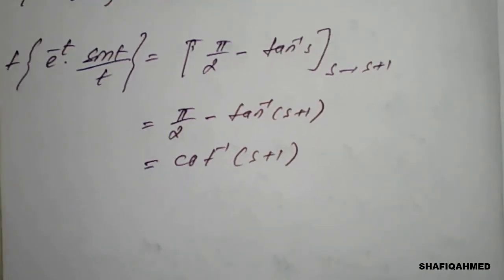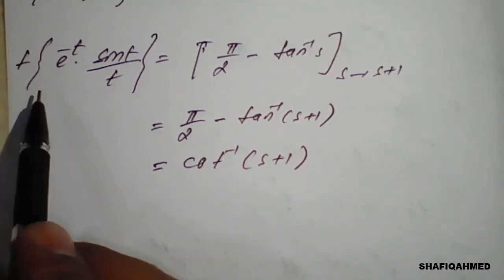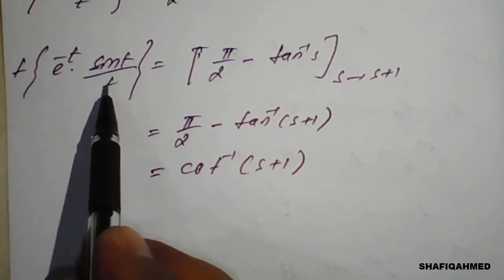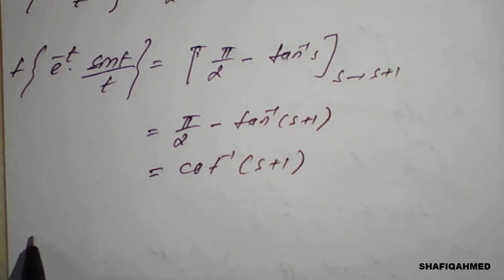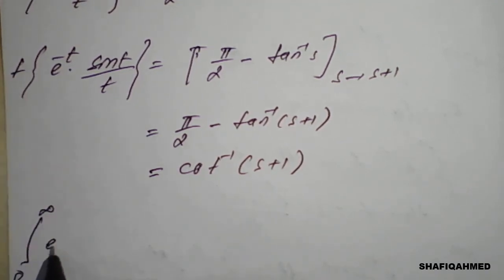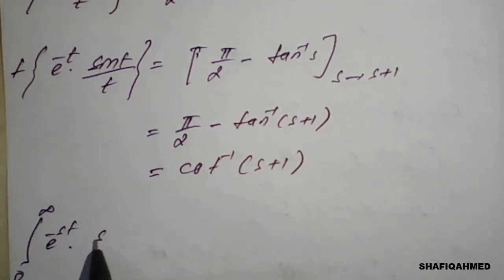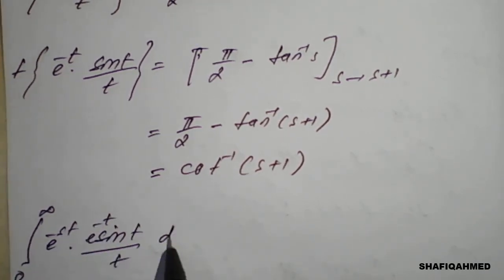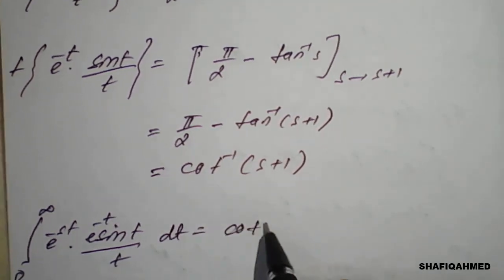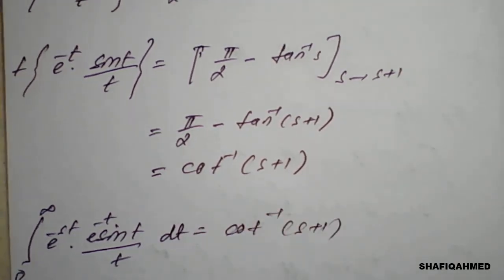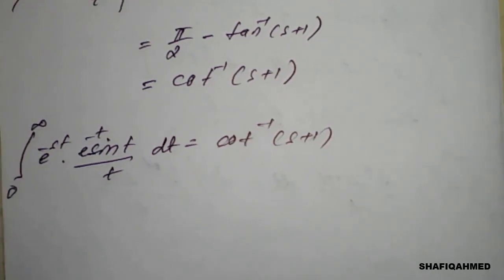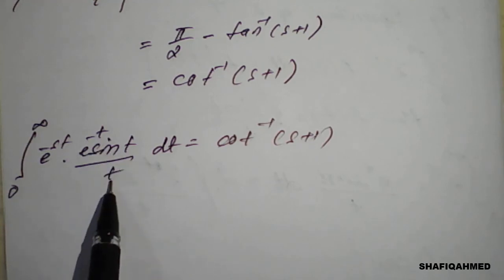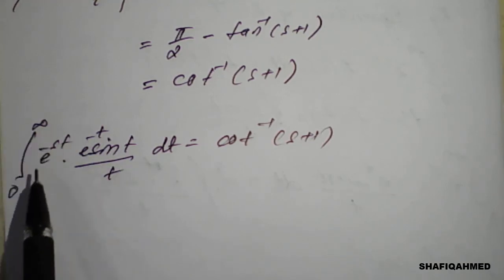So this result is nothing but the Laplace transform of e raised to minus t sin t upon t. According to the definition, it is integration 0 to infinity e raised to minus st, e raised to minus t sin t upon t into dt, and we got cot inverse of s plus 1. But we want the result of e raised to minus t sin t upon t. We don't want this e raised to minus st as per the given question.